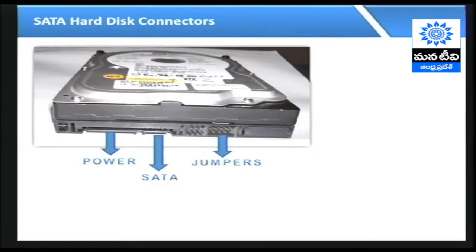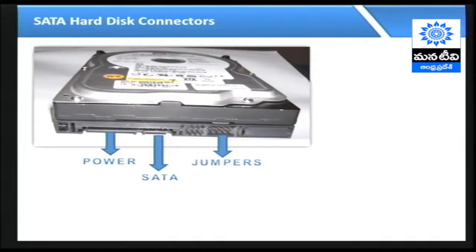The second interface of the hard disk drive is the SATA connector. To read or access data from the hard disk drive, the computer needs the drive connected to the motherboard using the second interface, which is called the SATA interface. The third interface is jumpers.